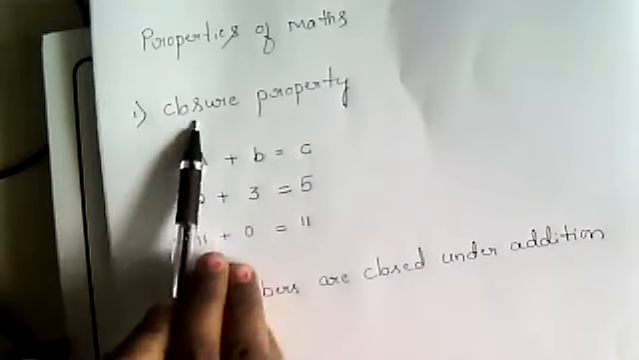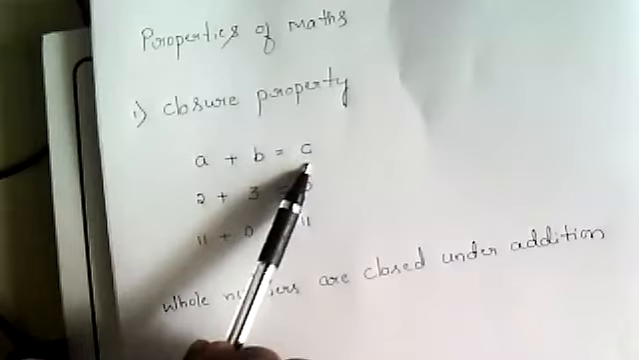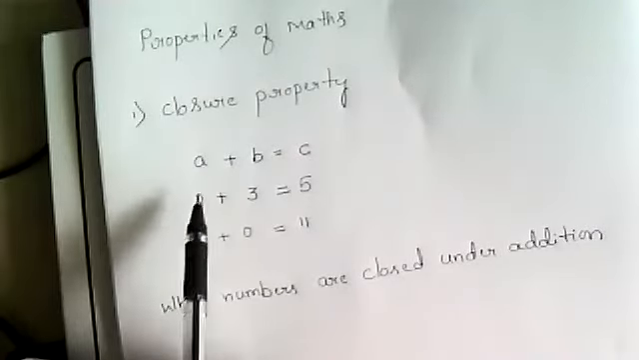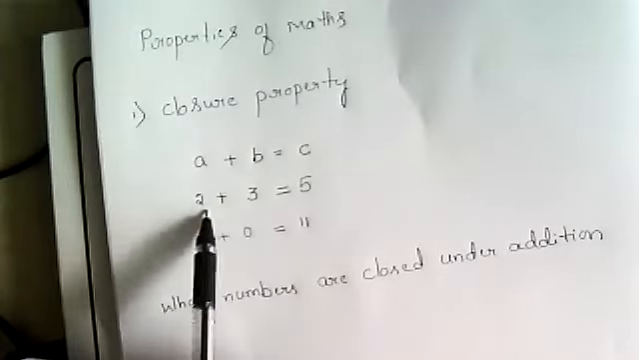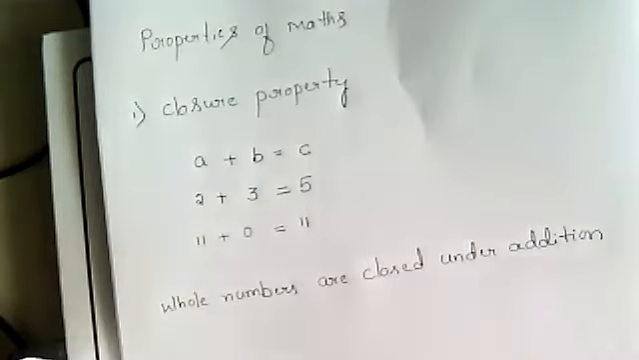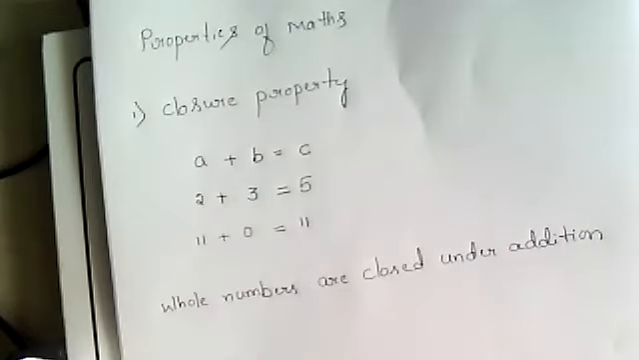That is closure property. The general formula of closure property is A plus B is equal to C. So we are substituting: in the place of A, it's 2, in the place of B, we have taken 3. 2 plus 3 equals 5. 11 plus 0 equals 11. You can take your own numbers. It's not a rule that you have to take only 2 and 3, but you can take any numbers and the rule will apply for all the numbers.